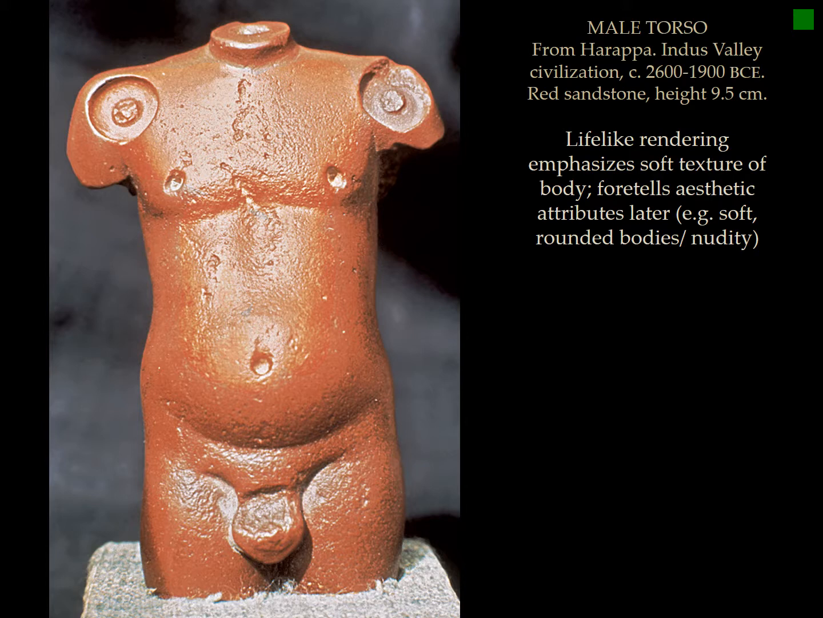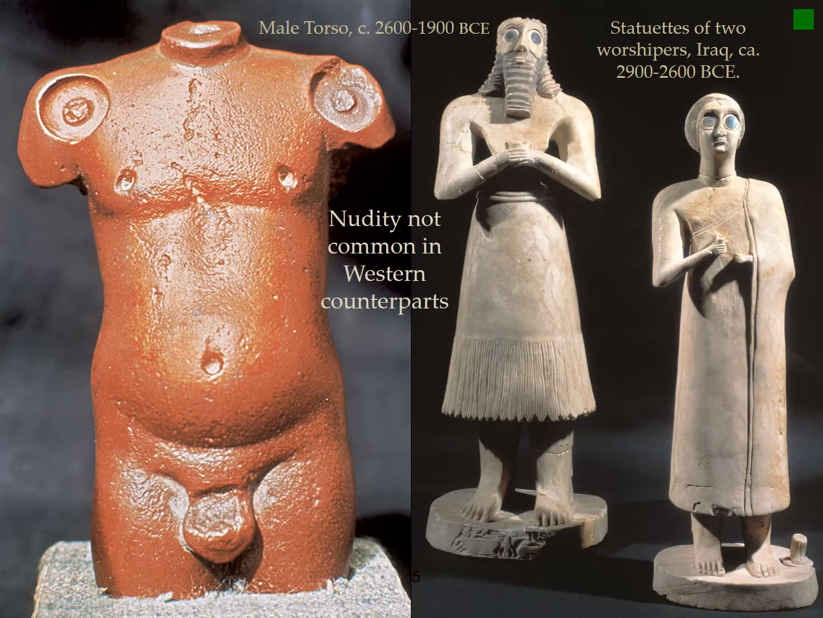Here, with the male torso from the Harappa civilization, the Indus Valley, we have this very lifelike rendering that emphasizes the soft texture of the body, frontally facing here. This foretells the aesthetic attributes later in Indian art, hence the soft, rounded bodies, and the nudity especially, which is not found in Western counterparts at the time.